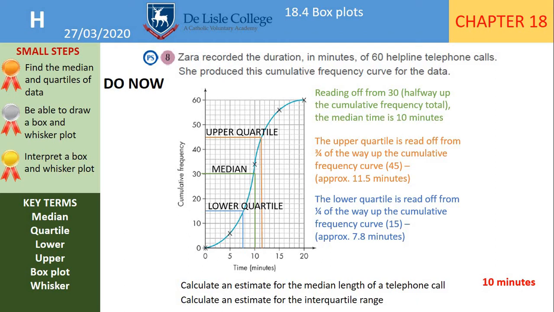An estimate then for the interquartile range, remember the interquartile range is the upper quartile, subtract the lower quartile. So 11.5 subtract 7.8. So an estimate for the interquartile range, remember this is how spread out the middle 50% of the data is, is 3.7 minutes. Don't worry if you were 0.1 out, they normally give you leeway in an exam question.